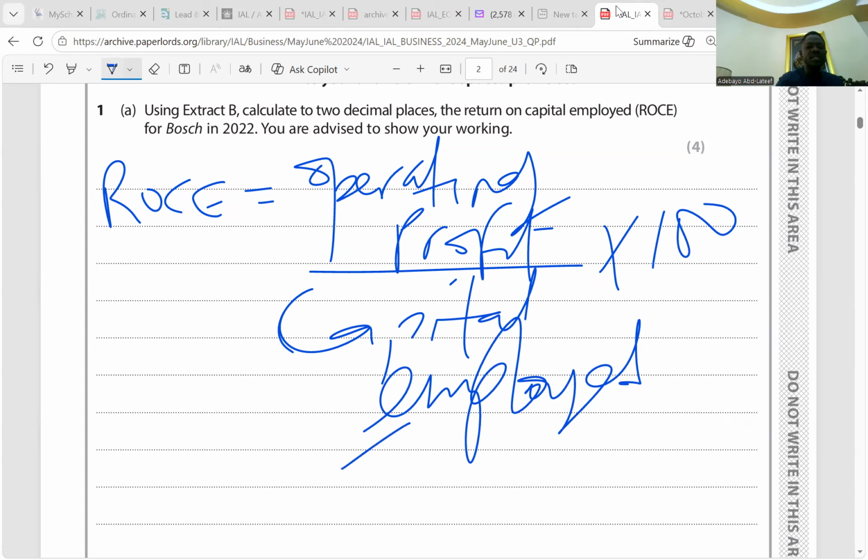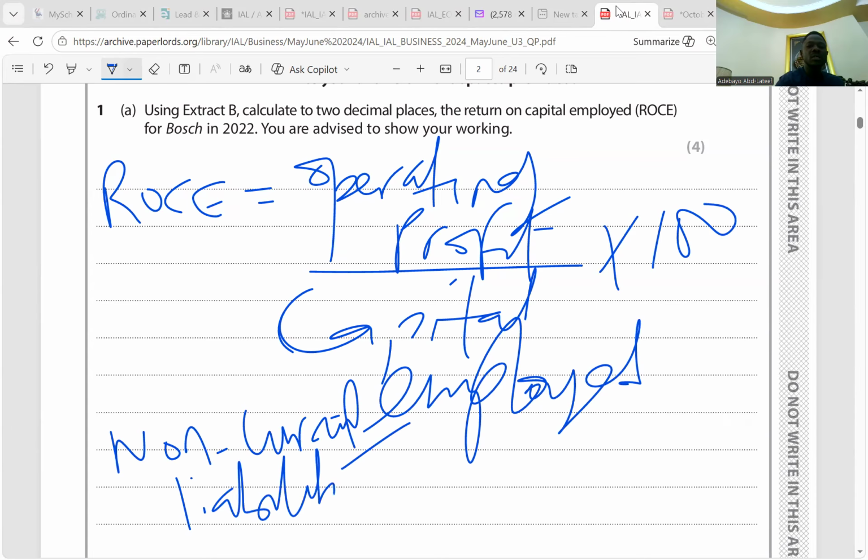And for capital employed, it is non-current liabilities plus total equity. That's the formula.